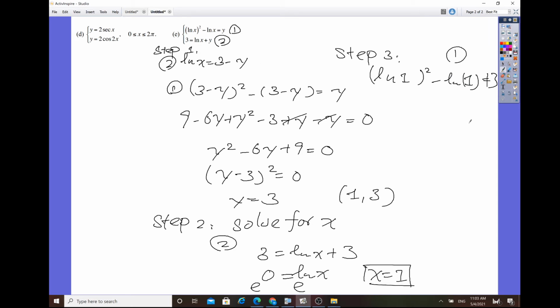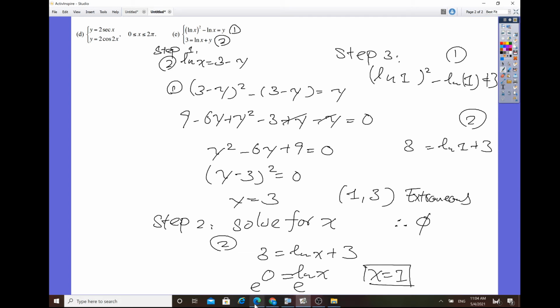And then what about the second equation? Do we need to verify that? 3 equals natural log of 1, 0, plus 3. So for the second equation, it's valid, but for the first one, it's invalid. So therefore, the one we found is called the extraneous solution. So for the final conclusion, no solution. So you've got to be very careful with the numbers you find for x and y, and always plug a number back into the first equation and the second equation to verify. So if one of the equations doesn't make sense, that means the solution we found is extraneous.